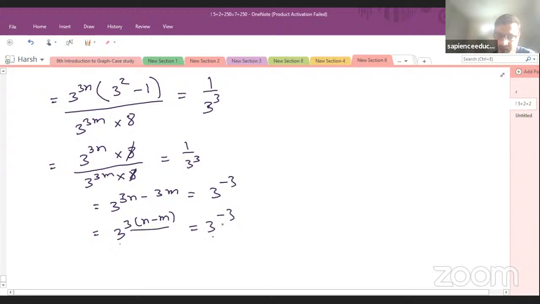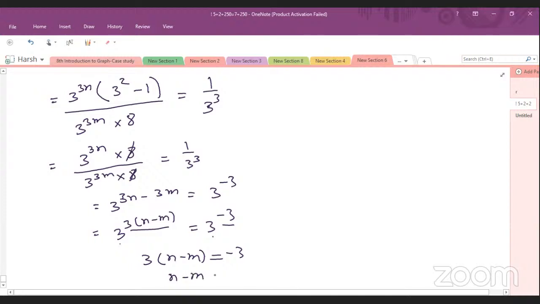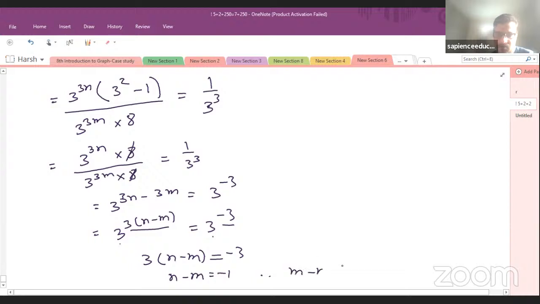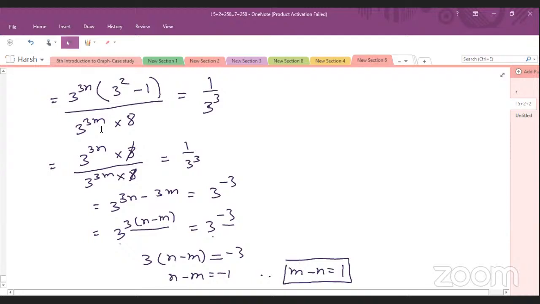So the powers will be equal. So we can write 3 into n minus m equals minus 3. Correct? So n minus m is equal to minus 1. Therefore m minus n is equal to 1. Proved. Very good. Now, others, did you get it?